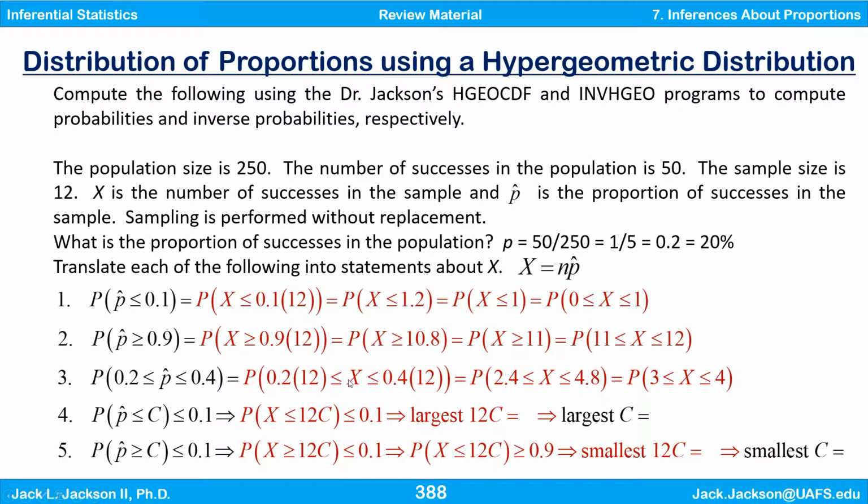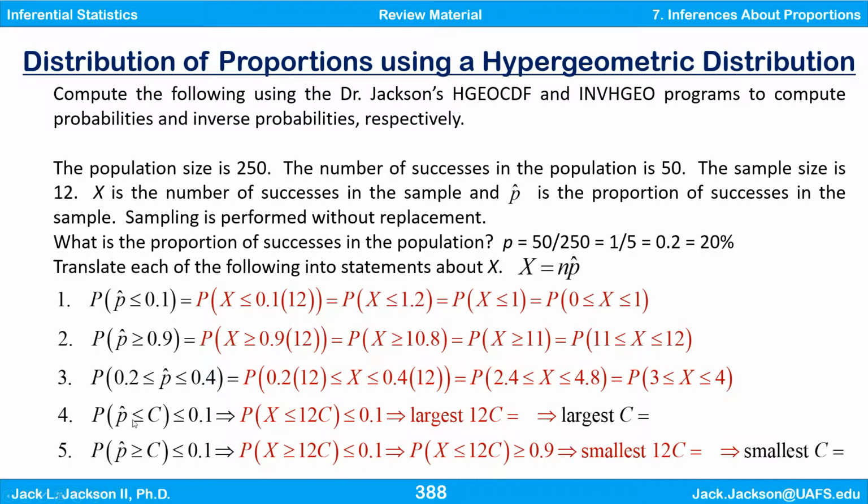Here we multiply everything by 12. P hat times 12 is x, and 0.2 times 12 is 2.4. 0.4 times 12 is 4.8. Between there is actually really just between 3 and 4.